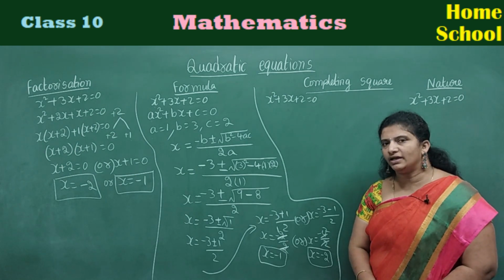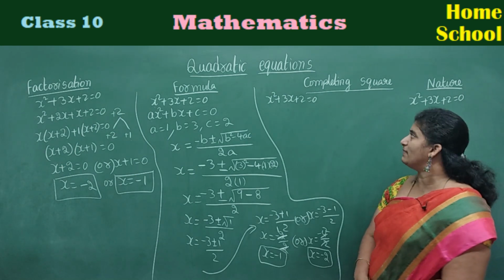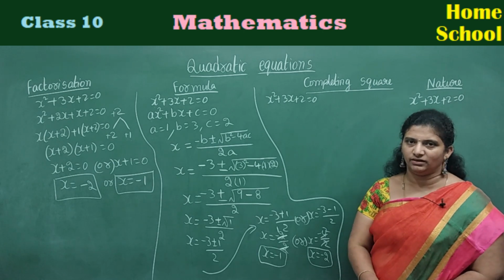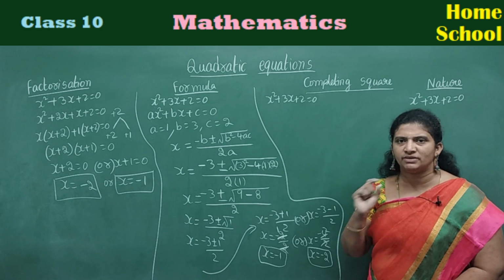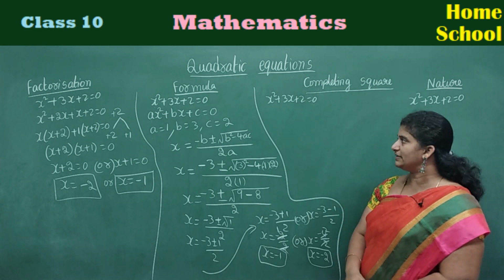Now the same quadratic equation, we are going to find the roots by using completing square method. So, when you are doing the completing square method, you need to remember some steps. What are those steps?